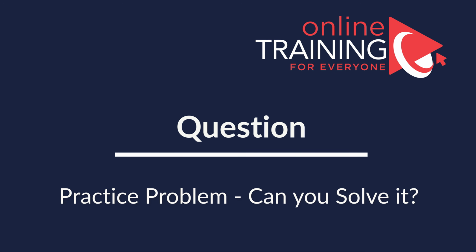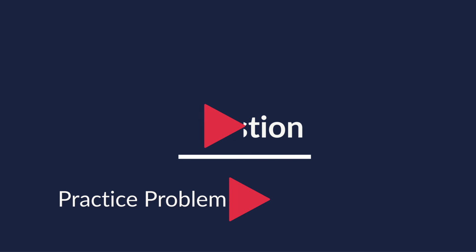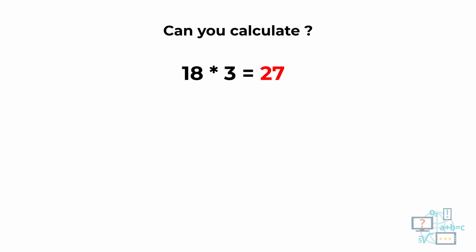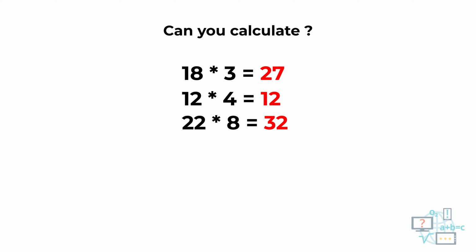And here is the practice question for you. You're presented with 3 full expressions, and you need to calculate the missing number in the fourth expression. Here are 3 full expressions. 18 by 3 equals 27. 12 by 4 equals 12. 22 by 8 equals 32. And you need to calculate the result of 12 multiplied by 9.